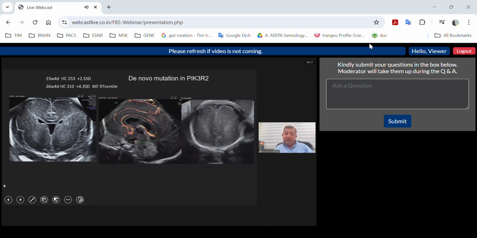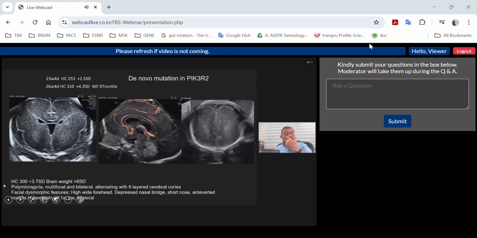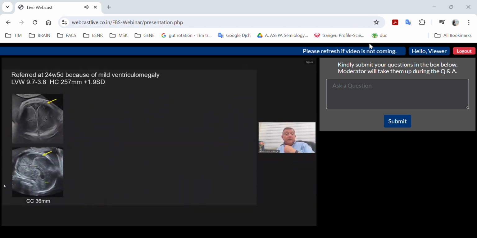And also this fetus has a malformation that was diagnosed by exome. And also the post-mortem examination confirmed the presence of polymicrogyria, multifocal and bilateral, facial dysmorphism, and also hypertrophy of the first two that was bilateral.